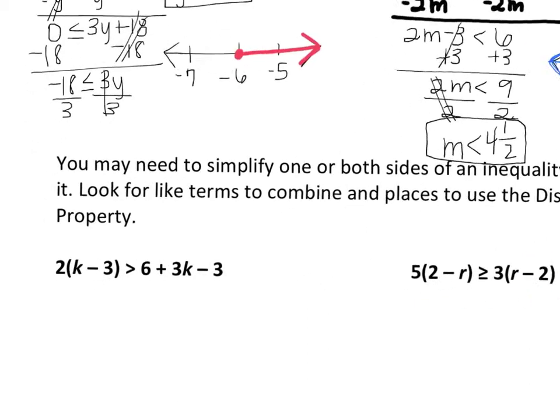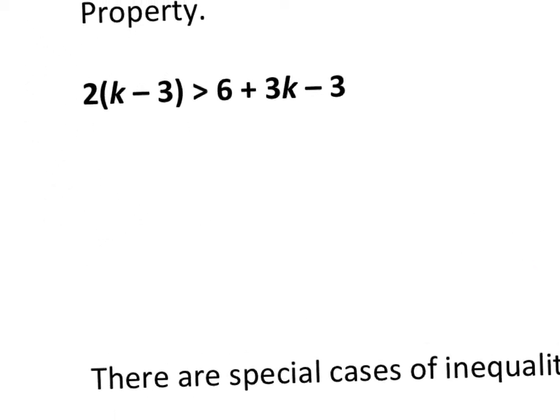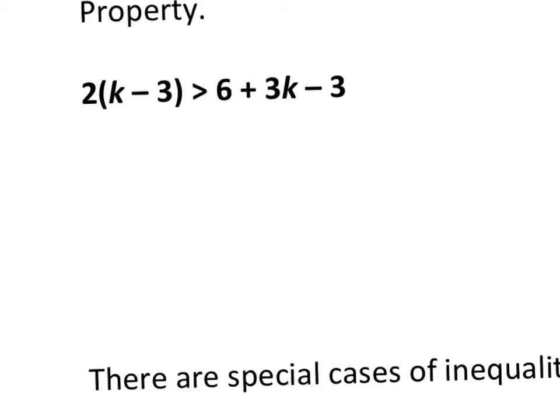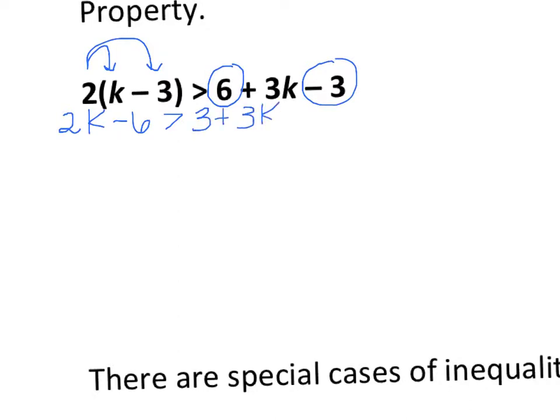So for example, here, what can I do to simplify first on the left-hand side? Distribute 2k, 2 times k, and 2 times 3, which would be 2k minus 6. Good. And then what can I do on the right-hand side? Subtract 3 from 6. Good. Combine like terms. 6 minus 3, 3. All right. Now I can start to solve, and what should I do first to solve? Variable. Right. And what do you think I should move? 2k or 3k? Good. 2k.